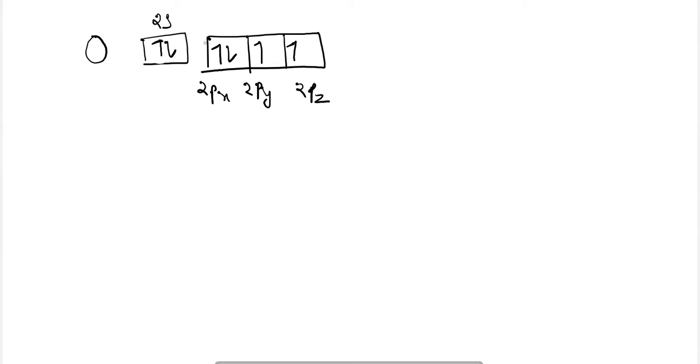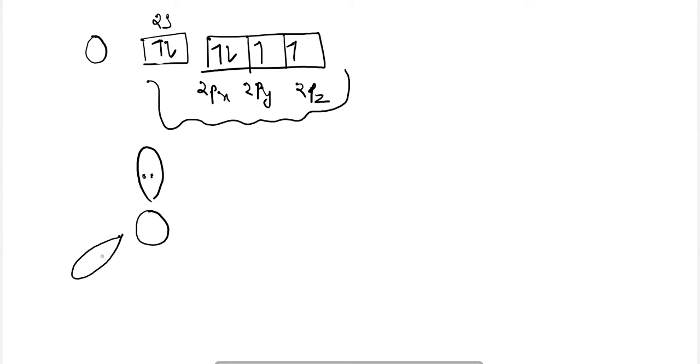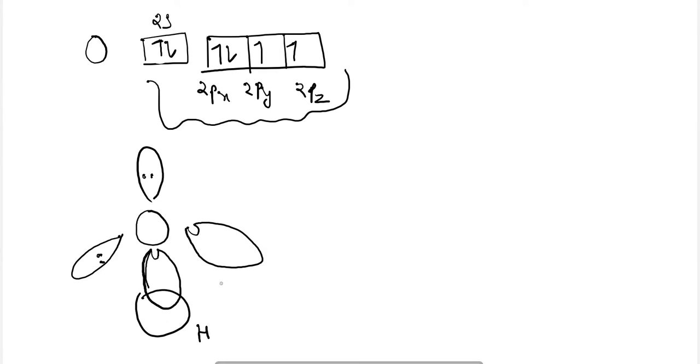Here all four orbitals combine with each other to form sp3 hybridized orbitals, and the structure will become something like this: oxygen with two lone pairs. One lone pair here and the other lone pair here, and two hybrid orbitals will be forming bonds with the hydrogen atoms, hydrogen and hydrogen.